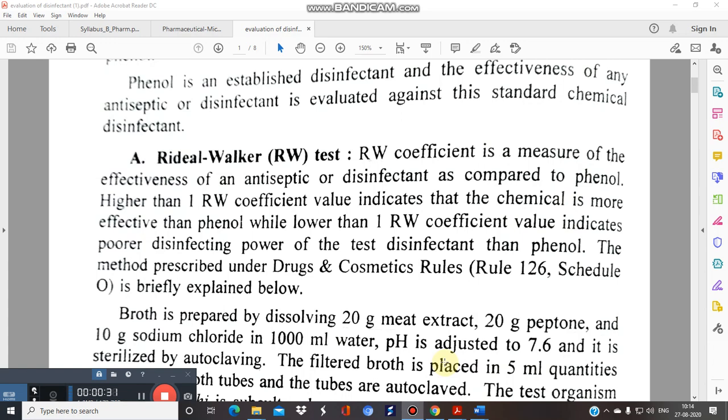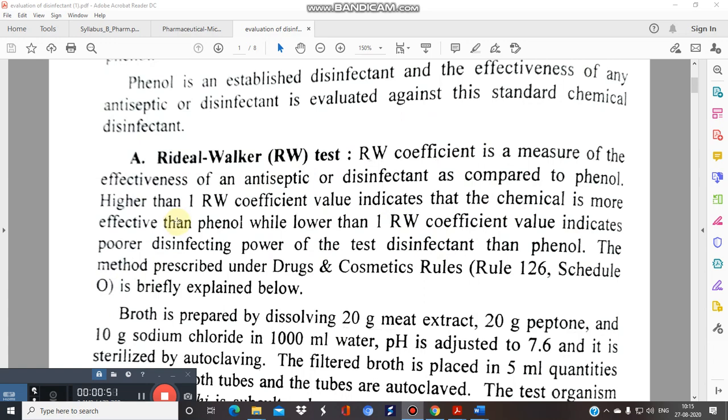So we will compare our disinfectant. Suppose you have prepared an antiseptic or disinfectant in your laboratory, and you have to measure its effectiveness. What you will do is compare it with phenol. How? Let's see the procedure. The Riddle-Walker coefficient is a measure of effectiveness of an antiseptic or disinfectant in comparison to phenol.